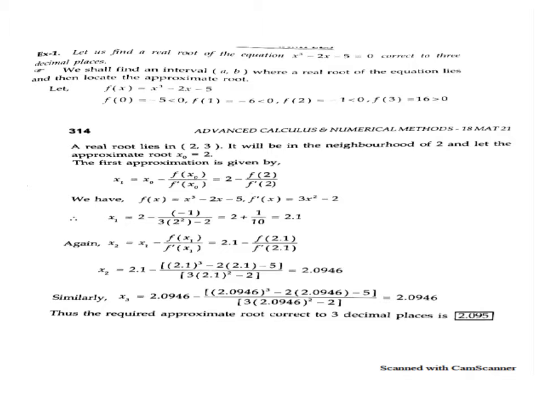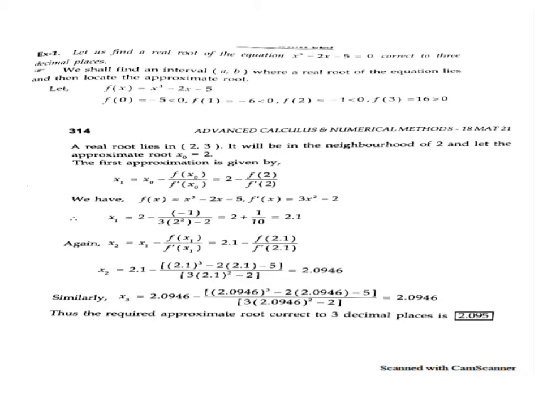And then similarly, you put the value of x equals 2. That is 2 cube minus 2 into 2 minus 5, and the answer is equal to minus 1. Now see, f of 0 is minus 5, less than 0. f of 1 is minus 6, less than 0. f of 2 is minus 1, less than 0, and f of 3 equals 16, greater than 0. So f of 2 is less than 0, f of 3 is greater than 0.